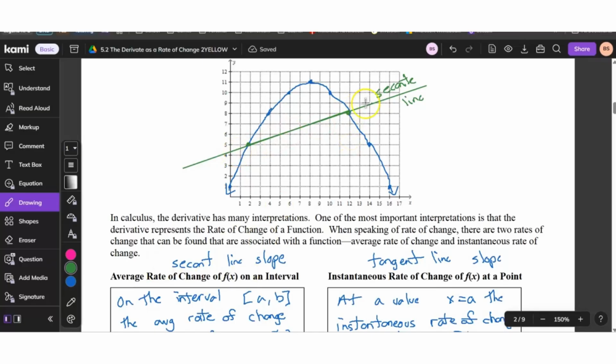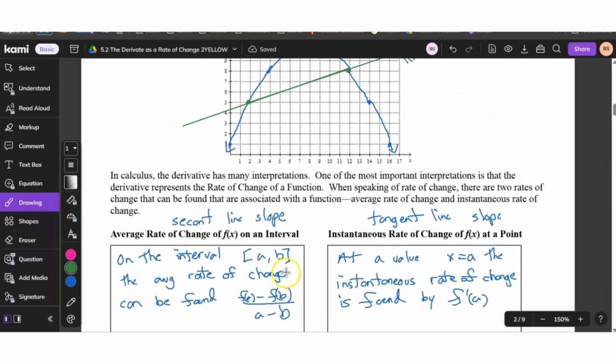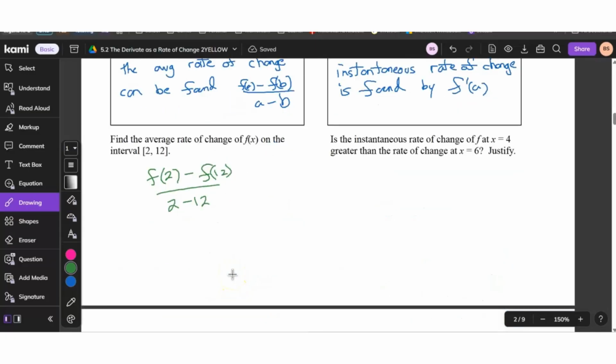Okay, how do we do that? Well, we just take those 2 points and we subtract them, right? We just literally do our rise over run. So it's going to be f of 2 minus f of 12 over 2 minus 12. F of 2 is 5, f of 12 is 8. So we're going to get 5 minus 8 over negative 10, which gives us negative 3 over negative 10, but the negatives then would cancel. So I would just get 3/10.